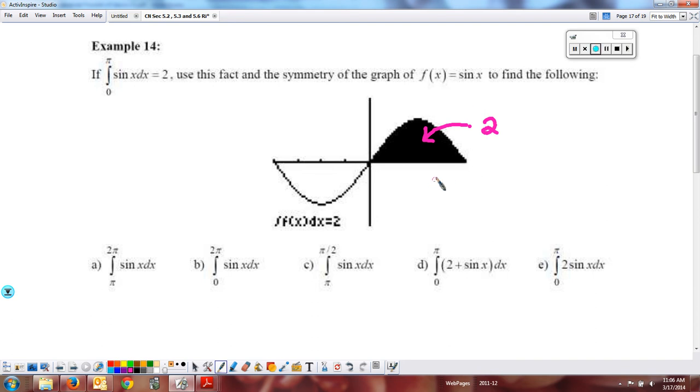And remember that when we talk about the symmetry, we know that we have an odd function. So you can guarantee that the area of this section right here is also 2. And if I was going to calculate the definite integral, it would be -2, because that would be the signed area, which would be below.